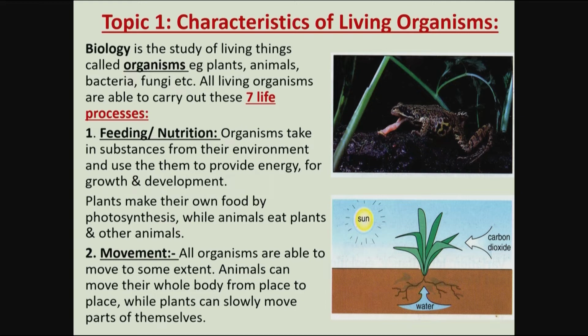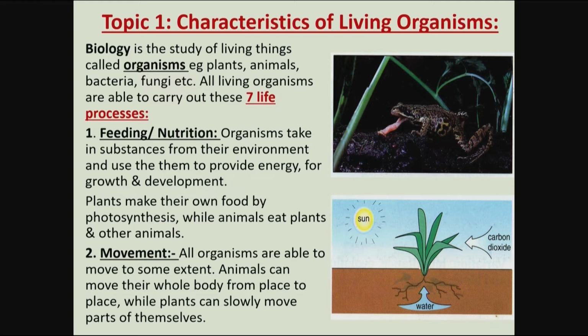Now, some of the characteristics of living organisms. All living organisms must be able to carry out these 7 important life processes. The first one is nutrition or feeding. Now, all living organisms are capable of taking substances from the environment, okay, and using them to provide them energy, to grow, and of course, to develop, okay?